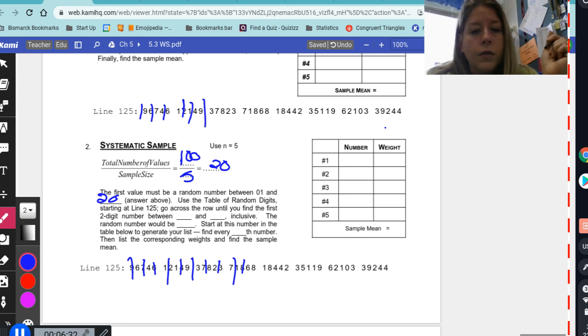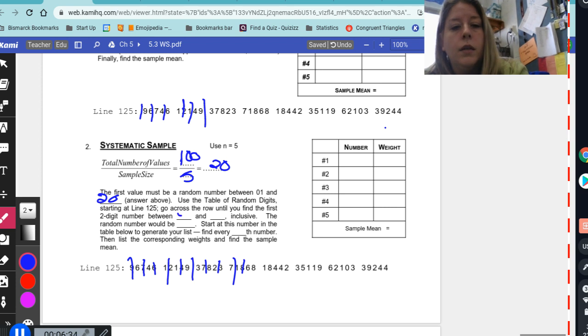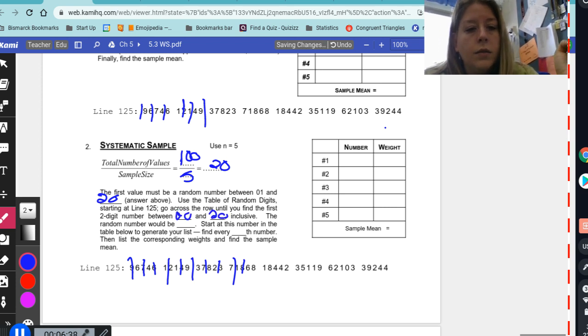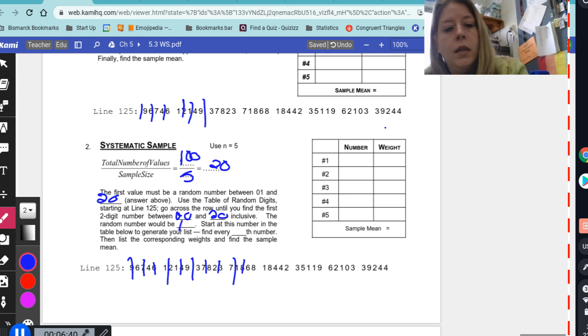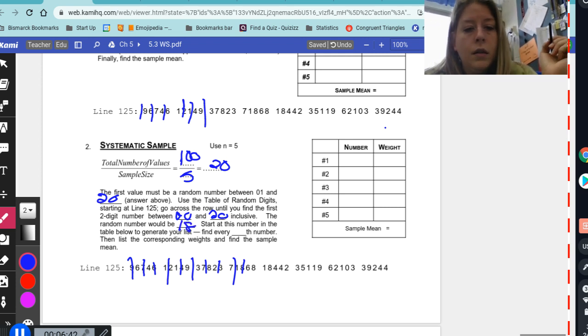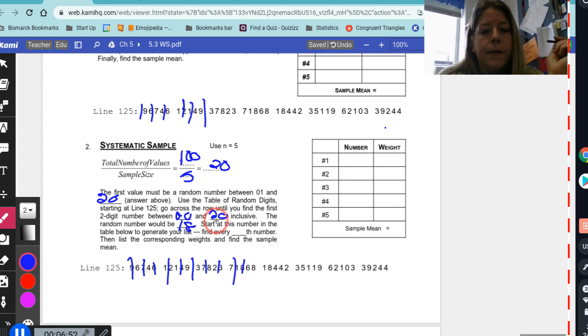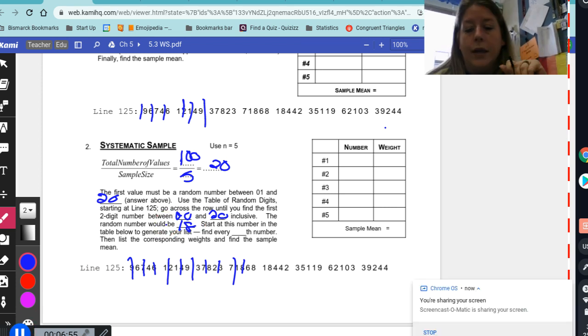Go on to grow until you find the first two-digit number between 00 and 20. This random number would be 18. Find the nth number. Okay, hold on. I just had to check.